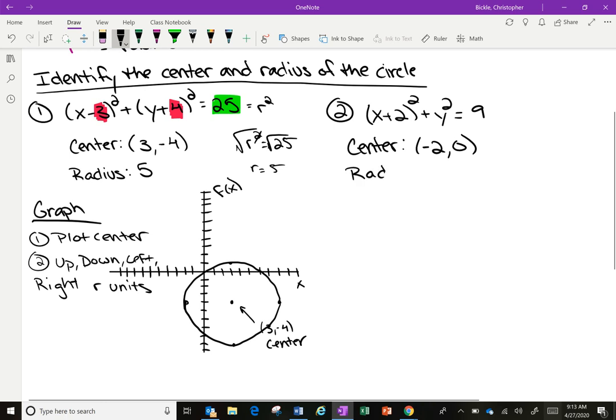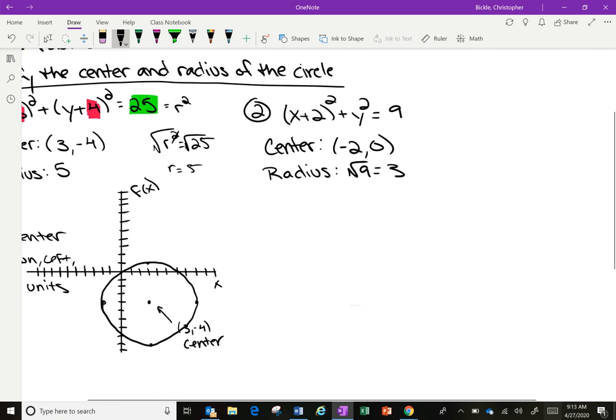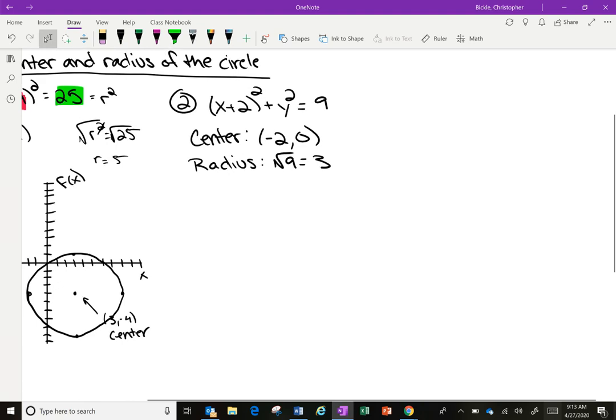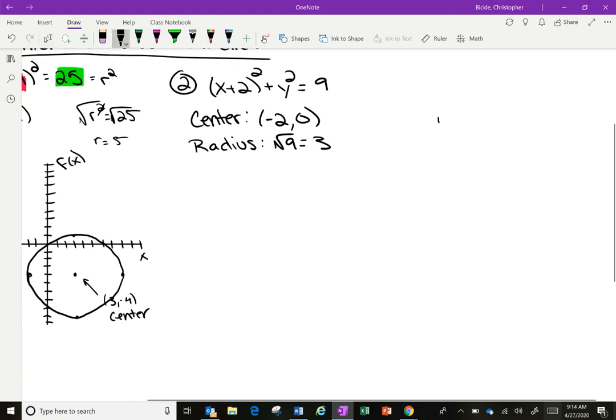So our center here is negative 2, 0. Our radius is the square root of 9, which is 3. So this circle's centered at negative 2, 0. It's got a radius of 3. I'm going to go ahead and just draw it this time, even though it's probably going to end up bad. So mine will look a little more like yours.